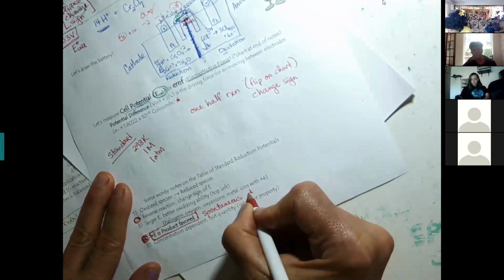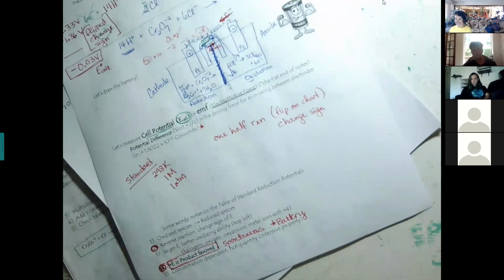If you get a positive E, it is product favored. It's going forward. That means it is spontaneous. And that is a battery. This can be the question for those of you who listen to my videos, which can be you guys too. So did we make a battery up there? Is our battery going to work? Any of you guys?